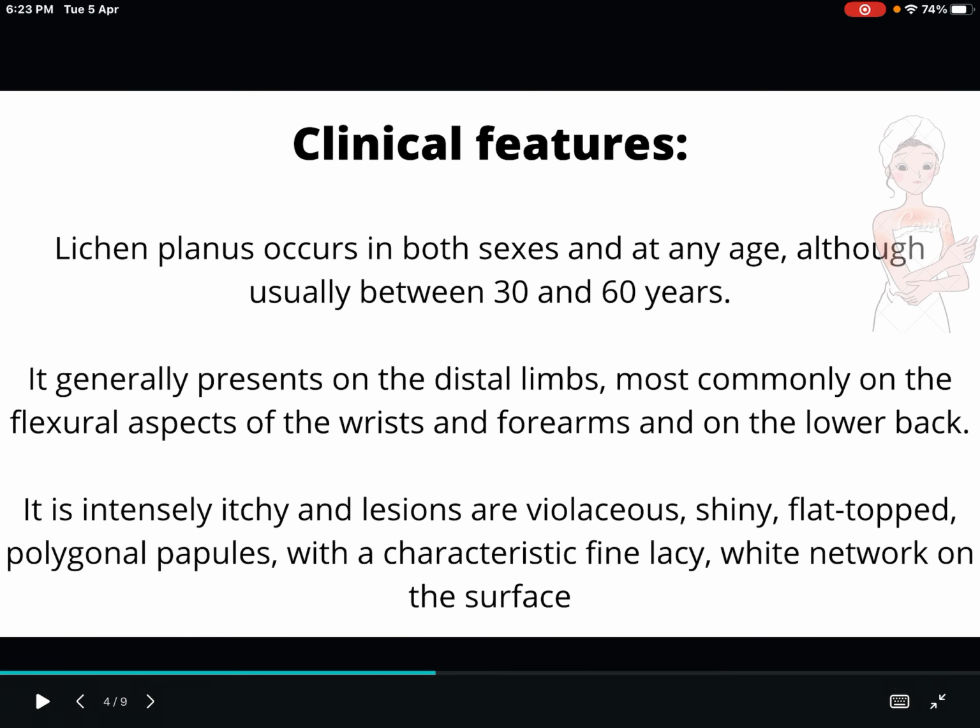The next is clinical features. Lichen Planus occurs in both sexes and at any age, although it is usually seen between 30 and 60 years of age. It generally presents on the distal limb and most commonly on the flexure aspects of the wrist and the forearm, and also on the lower back. It is intensely itchy and the lesions are violaceous, shiny, flat-topped.